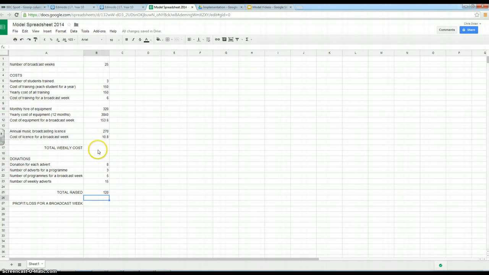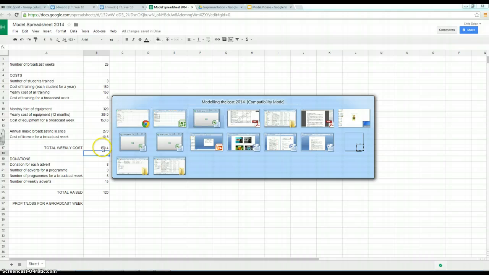Okay, so further up here we need to work out the total weekly cost. See if you can have a go at that. Okay, so to work this out, what we need to do is look at the cost of training for a broadcast week, add that to the cost of equipment, and add that to the cost of license for a broadcast week. Hit enter, and that gives you your total cost.